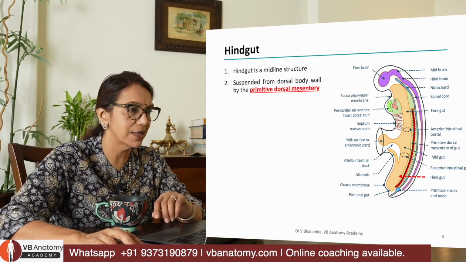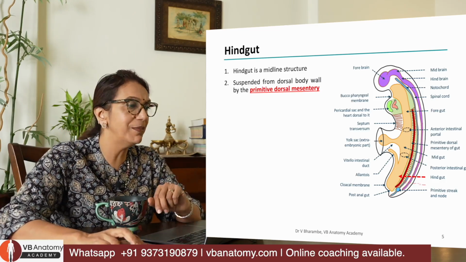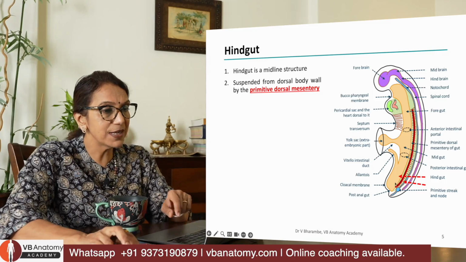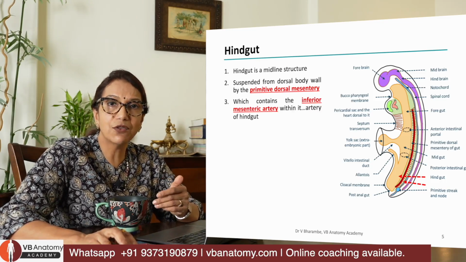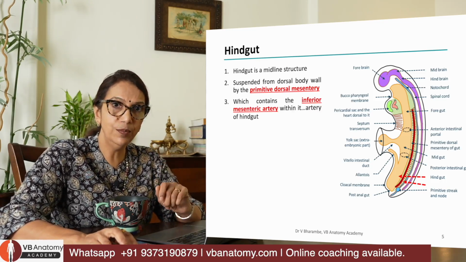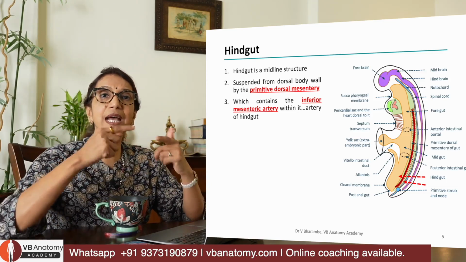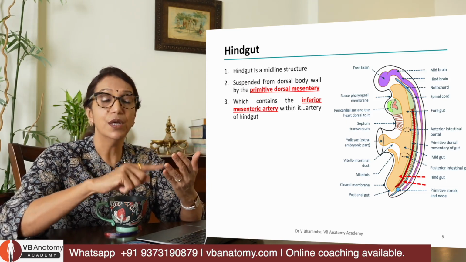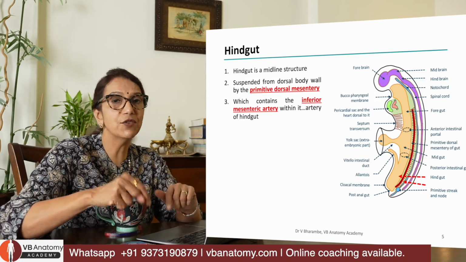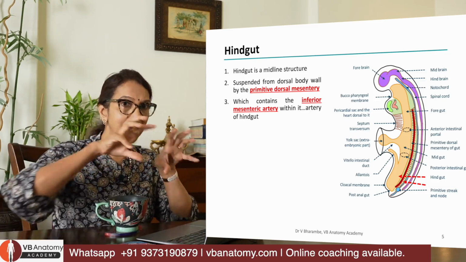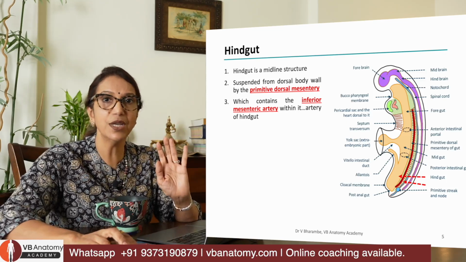Just remember hindgut. The hindgut is suspended from the dorsal mesentery by a double fold of peritoneum called posterior dorsal mesentery. See, keep following the arrows, which contains the inferior mesenteric artery. Now all of you, I am sure you know that dorsally in the embryo there is one aorta that gives out celiac artery which supplies foregut, superior mesenteric artery which supplies the midgut, and the inferior mesenteric artery which supplies the hindgut.